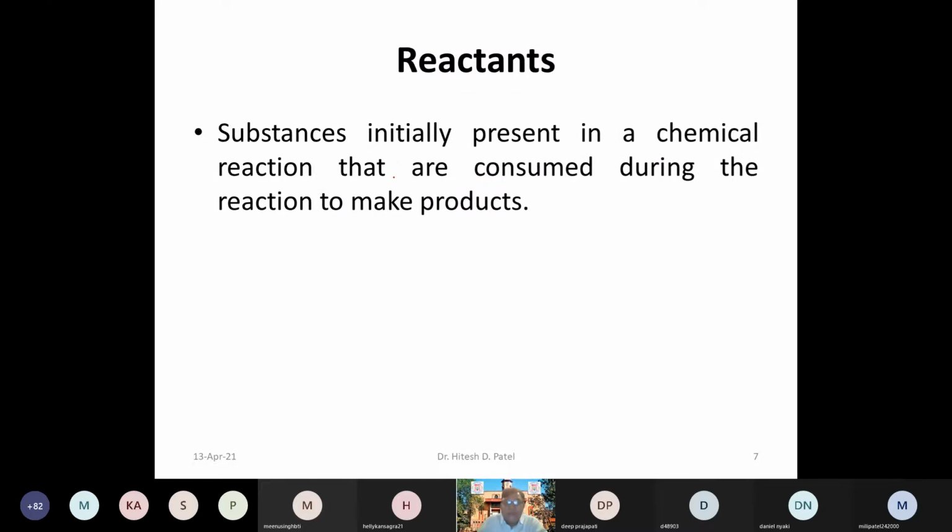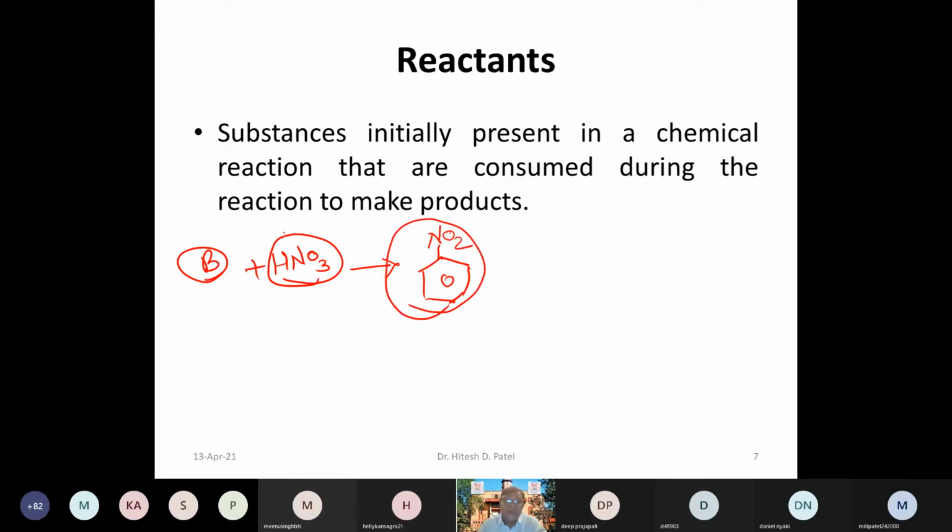Reactant: a substance initially present in the chemical reaction that is consumed during the reaction to make the product. What have we discussed? We have discussed the nitration reaction of benzene. So benzene reacts with HNO3, and this HNO3 is not present in the product as such, but some part of the HNO3 will be present in the product, and that's why this compound is known as a reactant.